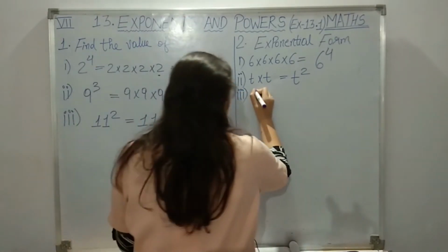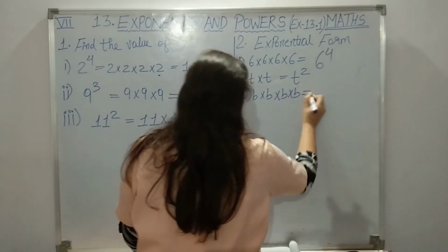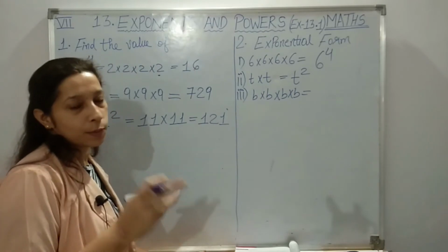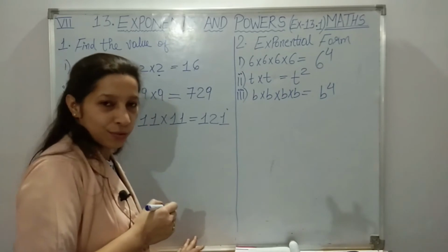Third point is b is being multiplied 4 times. So students, guess the answer. What will be the answer? b into b into b into b. How many times b is there? 4 times. So base will be b and exponent will be 4.